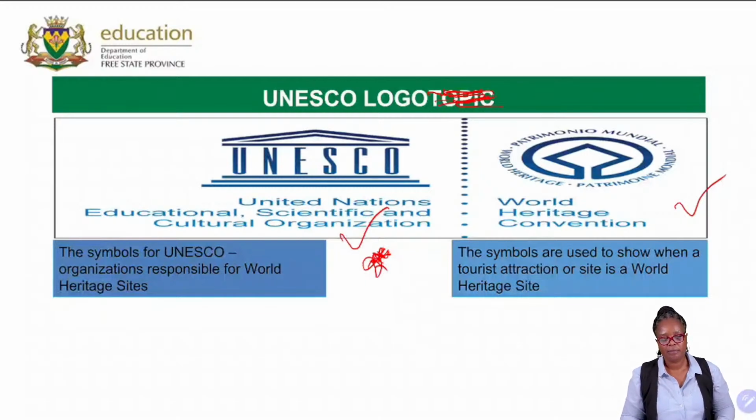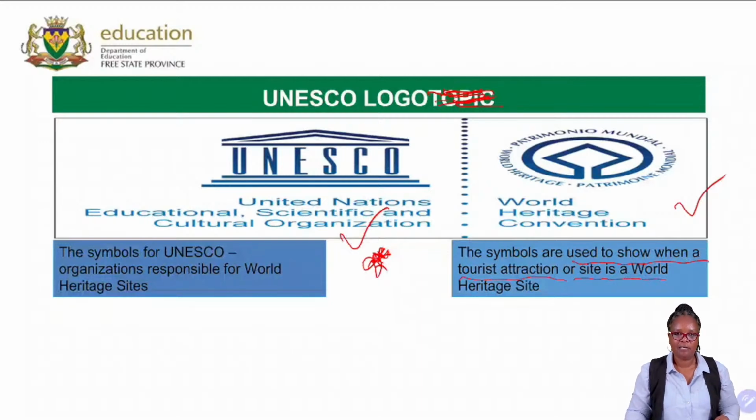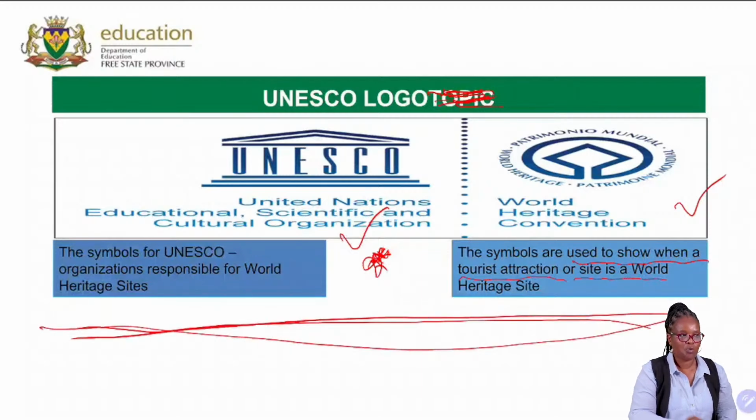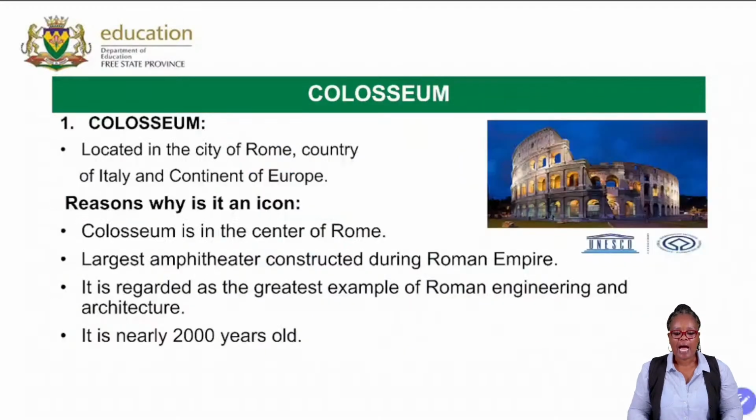What is this one? It is a symbol that I use to show when a tourist attraction or a site is a World Heritage Site. So next to the World Heritage Site, there will be these two. Then you will know that this one is a World Heritage Site icon. Without this, you will know that it's an ordinary icon. Now, I want us to start with our icons.